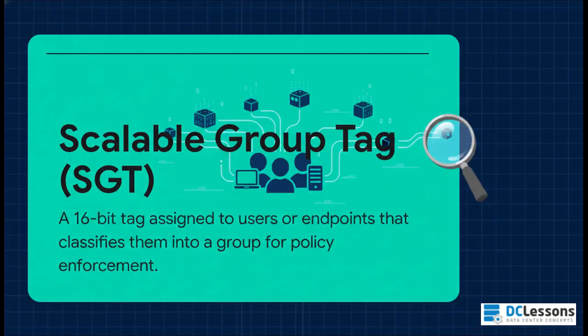Now to make this work, we need a couple of building blocks. The first one is called the Scalable Group Tag, or SGT. The absolute best way to think of this is as a digital sticky note. As soon as a user is authenticated, this little 16-bit tag gets attached to every single packet of data they send. It's a label that says who they are, and it has absolutely nothing to do with their IP address.